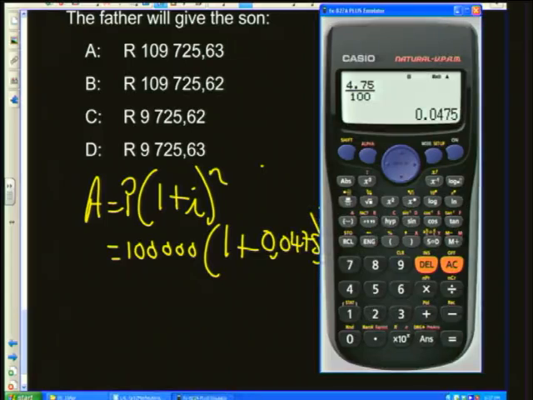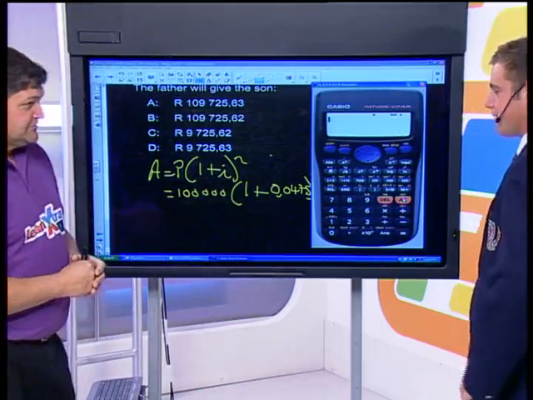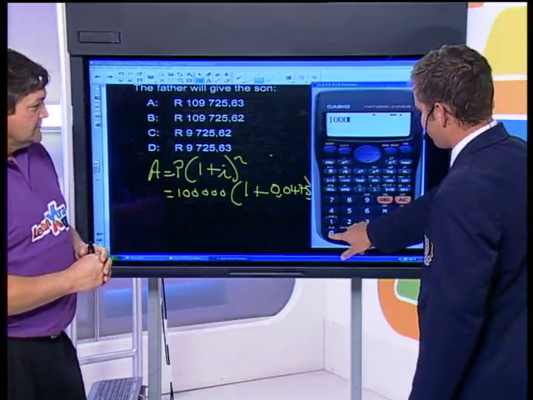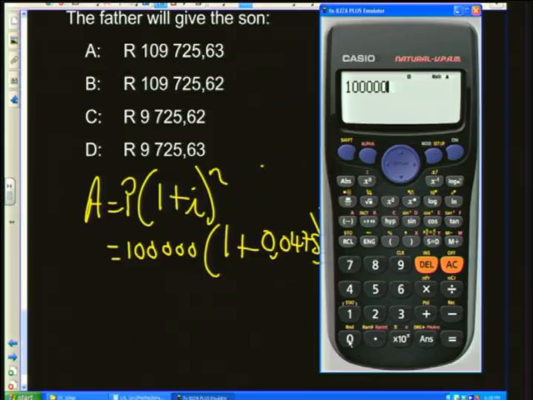Should I do this, or do you want to come out here and do it? Carl can do it. Okay, Carl, let's do this. What are we doing now? We're going to push 100,000. Keep going. Brackets. 1 plus interest, 0.0475, and then brackets, and then square. Brilliant. Okay, and click equals. Right, so here we go. So there's our answer.